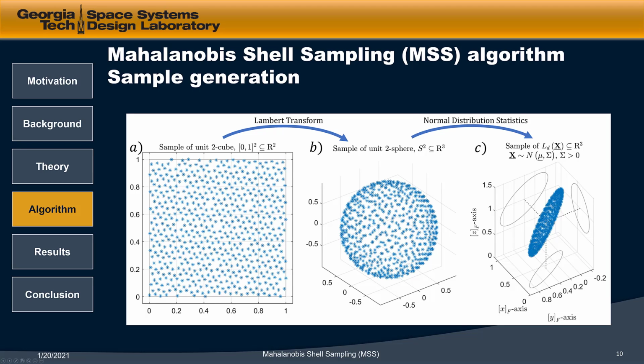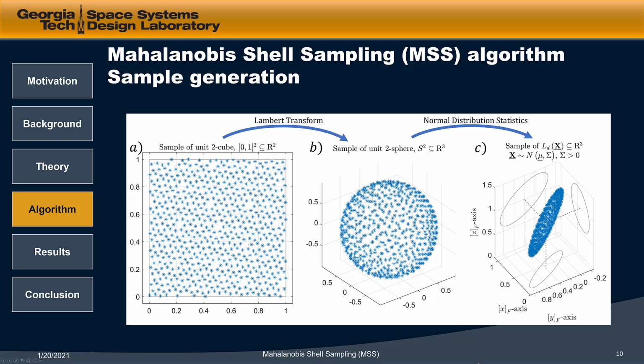This slide introduces the concept of the Mahalanobis shell sampling algorithm, or MSS. The first step is to generate a uniform sample of the unit hypercube. This is generally achieved through a quasi-random number generation algorithm for unit hypercube sampling. Using the sample, we perform an area-preserving mapping from the unit hypercube to the unit hypersphere, which yields a quasi-uniform unit hypersphere sample. Then, using the statistics of the normal random variable to be sampled, the hypersphere sample is transformed into a sample in a Mahalanobis shell for several Mahalanobis shells.